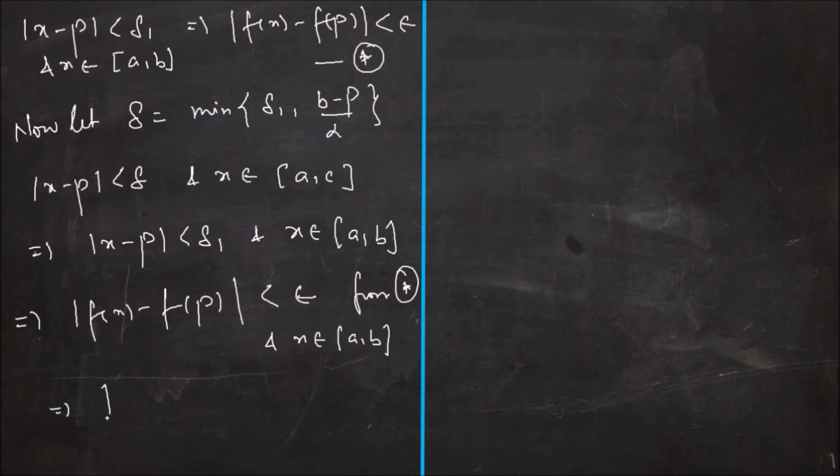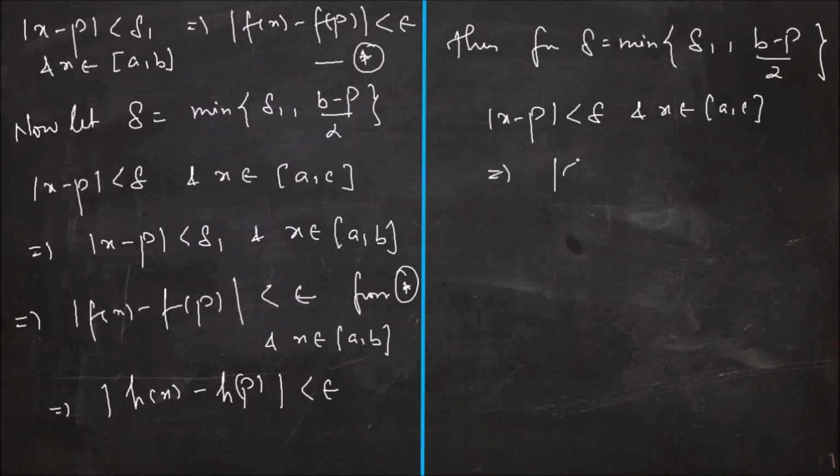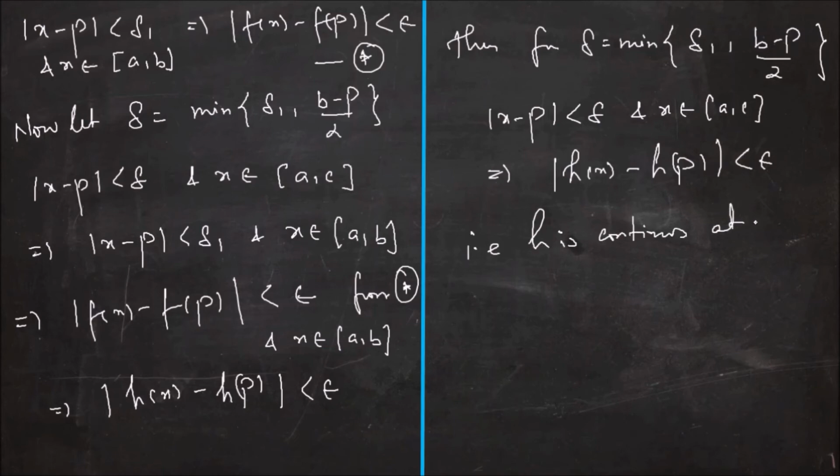So this implies |h(x) minus h(p)| is less than epsilon. Thus for delta equal to minimum of delta 1 and (b minus p) by 2, |x minus p| less than delta and x belonging to AC implies |h(x) minus h(p)| is less than epsilon. So that is, h is continuous at p. So in this case we have shown that h is continuous at p.